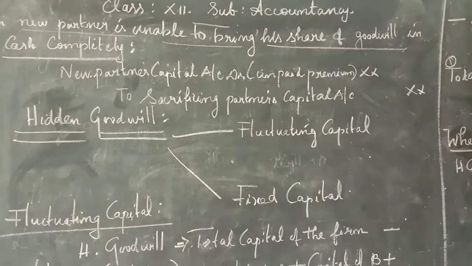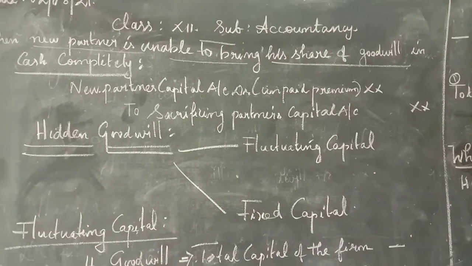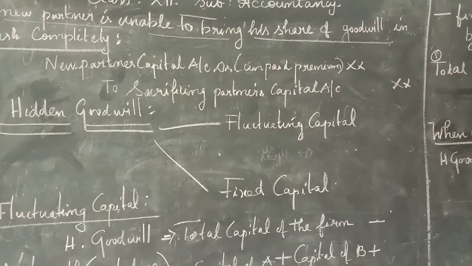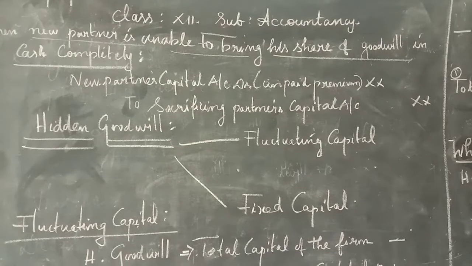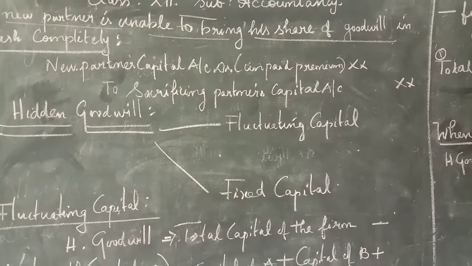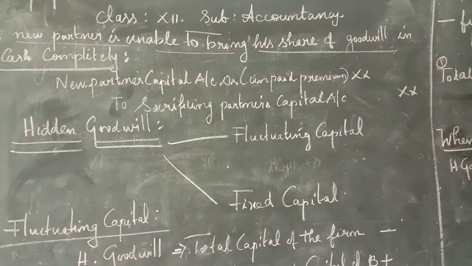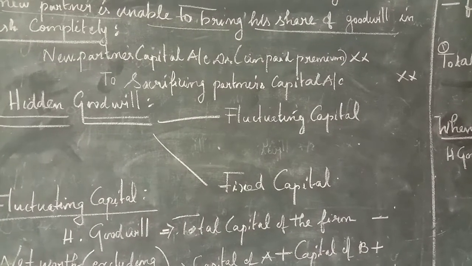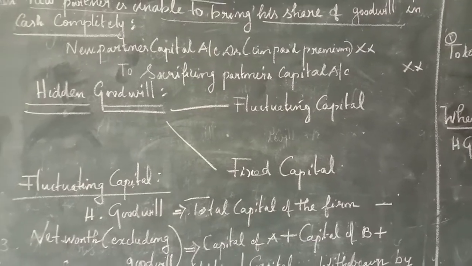But in this case, the new partner is unable to bring his share of goodwill in cash completely, so the full amount, if it is 12,000, means the total amount of 12,000 is not brought by the new partner. So in this case, see the journal entry. The same journal entry: the new partner's capital account to be debited with the unpaid premium of goodwill amount, that is 12,000, and the sacrificing partners' capital accounts to be credited.